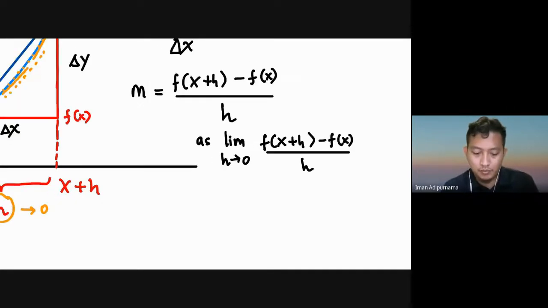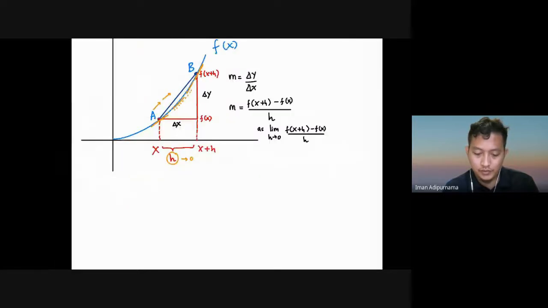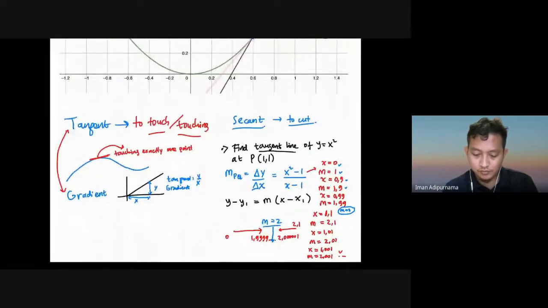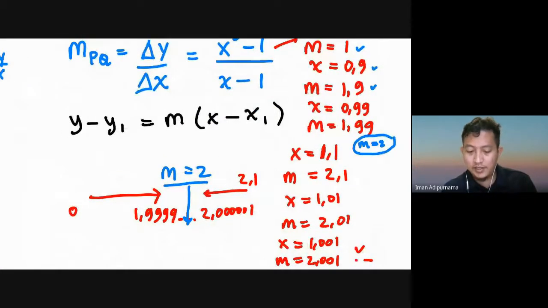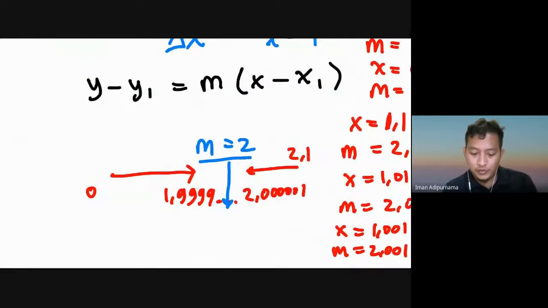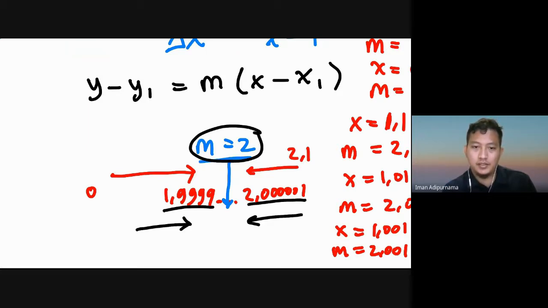And from what we have seen before, when we approach from the left and we approach from the right, it seems to be getting closer to some number, right? We are getting closer to 2 in this case. But is it the same as 1.99999? It's not the same, right? Okay, that's the idea of limit.